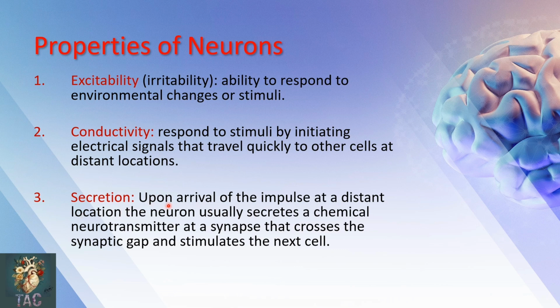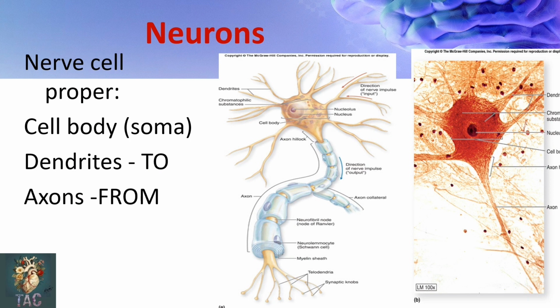Then the secretion: upon arrival of the impulse at a distant location, the neurons usually secrete a chemical neurotransmitter at a synapse that crosses the synaptic gap and stimulates the next cell. So these are the different properties of the neuron: the excitability, the conductivity and the secretion.